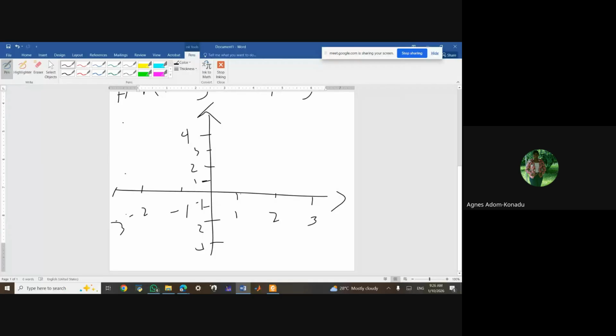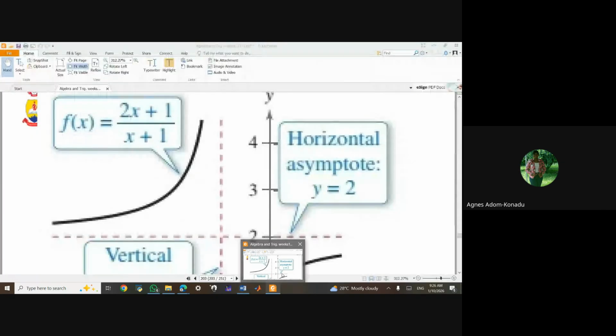We said the line s equal to -1 is the vertical asymptote. So you form some broken lines. The line s equal to -1 is your vertical asymptote, and the line y equal to +2 is your horizontal asymptote. So that is it.